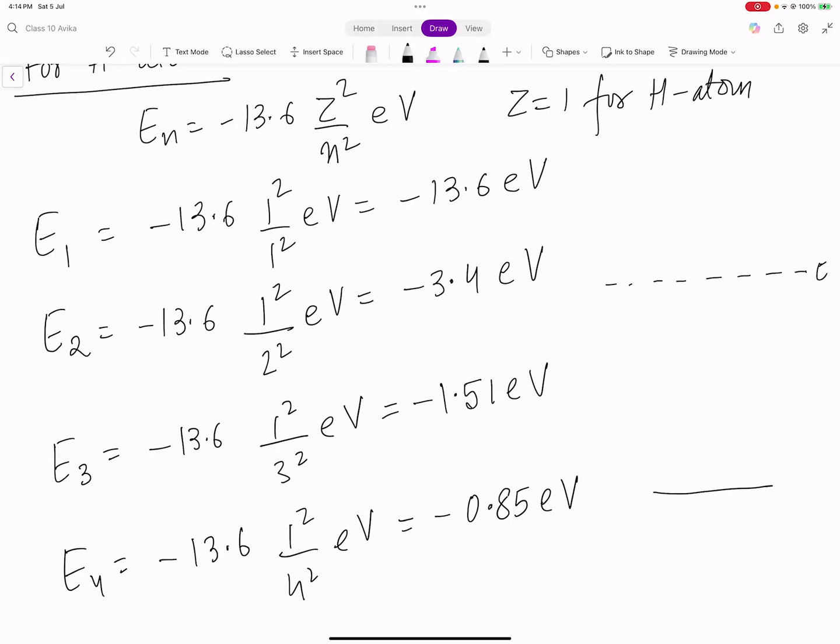Okay, this is 0. At n equal to infinity, it will be 0, right? So here, let's say it is minus 13.6, and then somewhere here it is minus 3.4, let's say. This gap is roughly 10, and now it is 2. See, the gap has decreased so much, right? From 10 to 2, roughly.